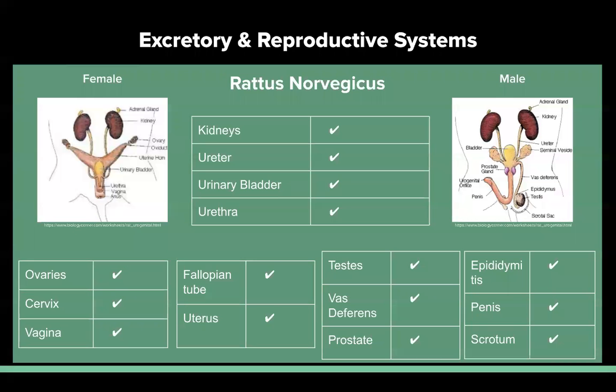In the excretory and reproductive system, rats have kidneys, ureters, a urinary bladder, and a urethra. In females, they have ovaries, cervix, vagina, fallopian tubes, and the uterus, while in the males, they have testes, vas deferens, a prostate, epididymis, penis, and a scrotum.